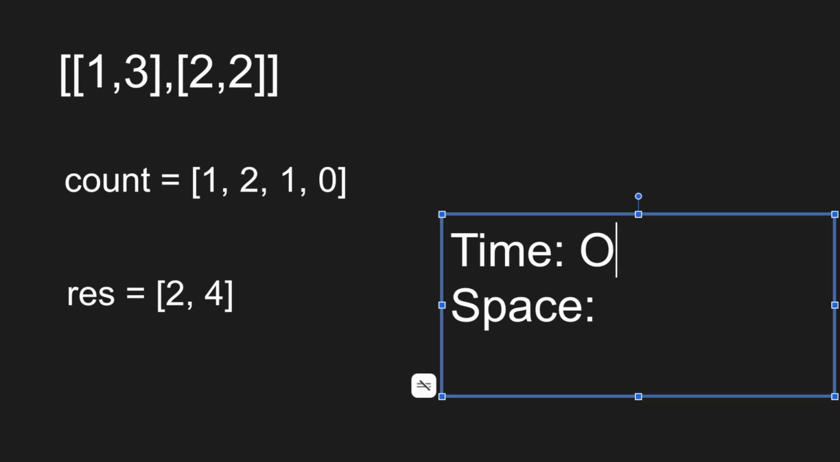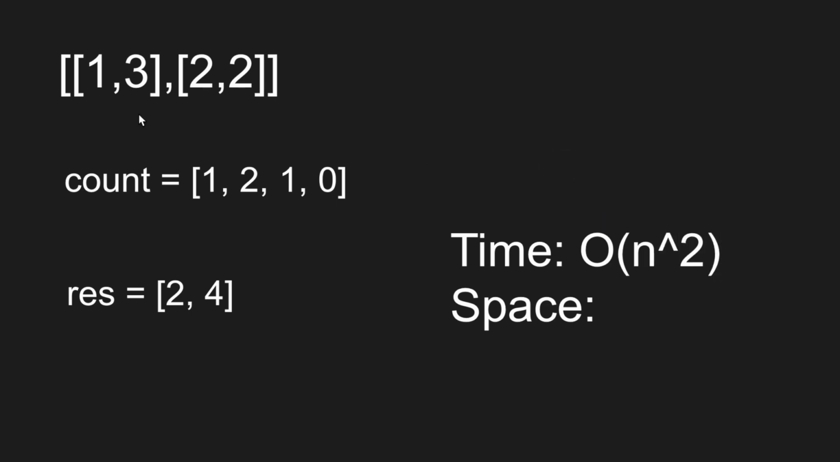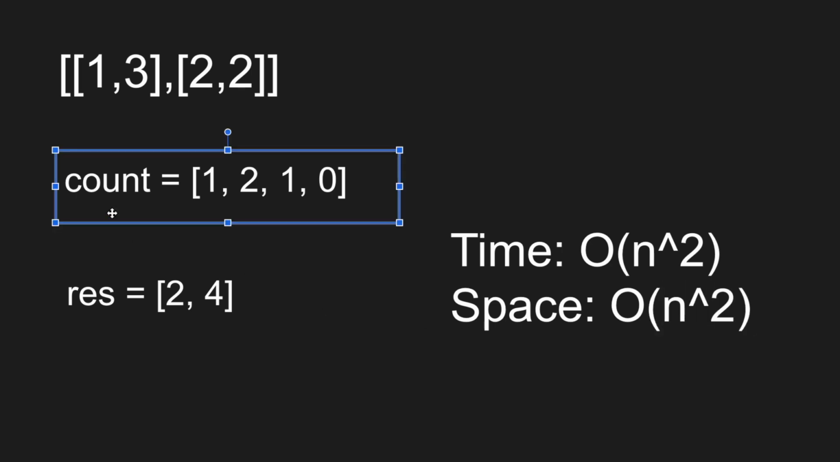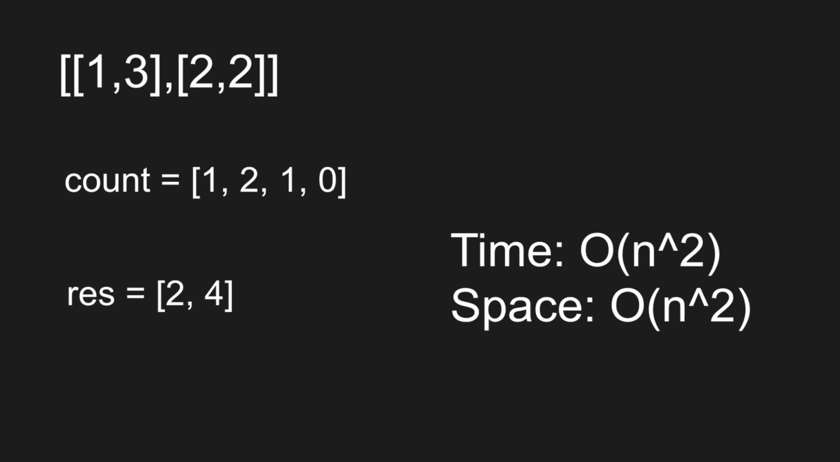The time complexity would be O of n squared, because there will be n squared elements to iterate through, and the space complexity will also be O of n squared, because the count array that we create will have n squared elements. So now let's get to the coding part.